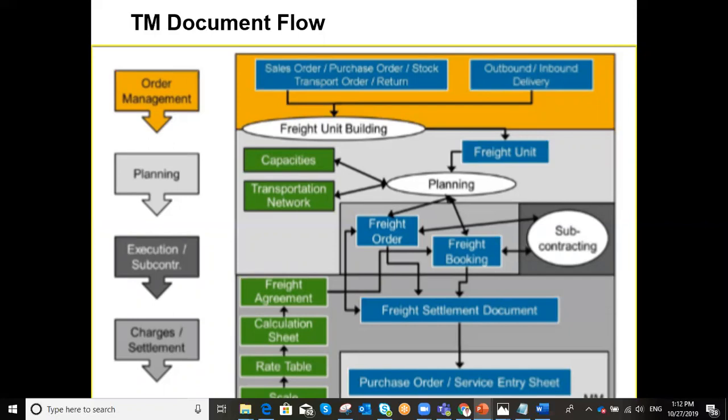So in a non-SAP area, SAP TM has many competitors who have shipping engines, which act as a transportation management app for the transportation processes.